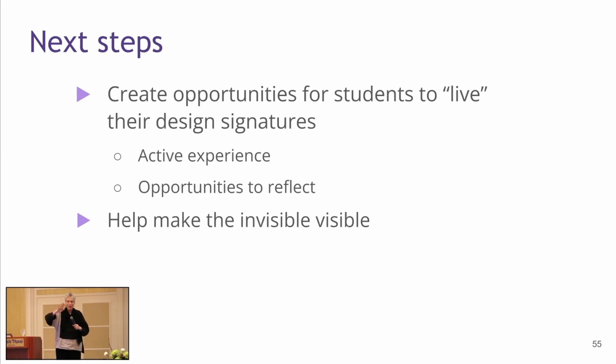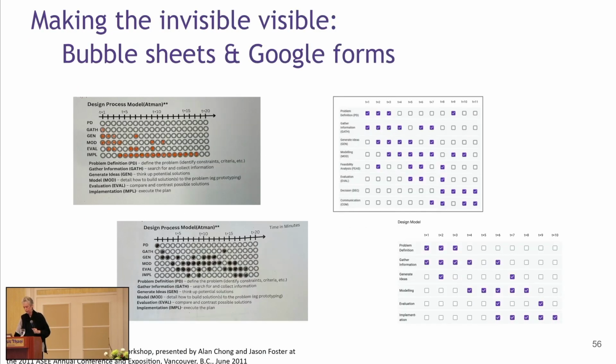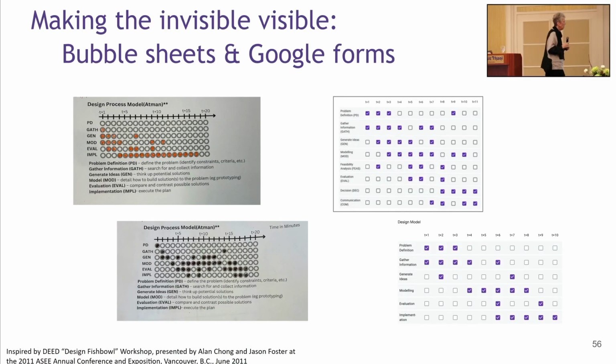How do you make it not just looking at this timeline on a screen, but how do you help students embody the process of design? How do you actually help them make the invisible visible? So I've done that a couple of ways. Started with just building on work that Chong and Foster did, just using paper and pencil, having students fill in bubble sheets on how they navigate a design process.